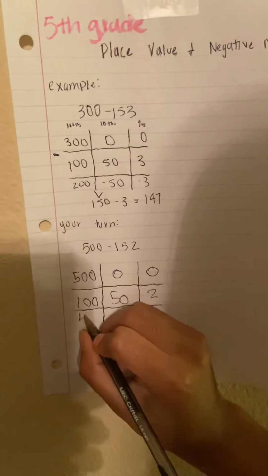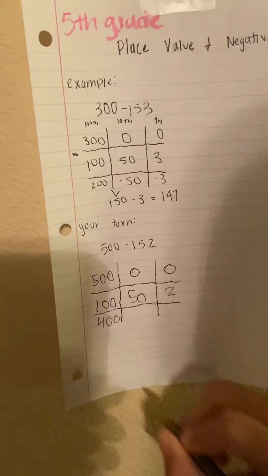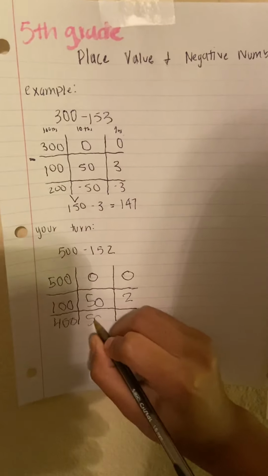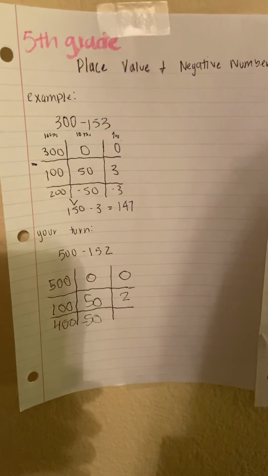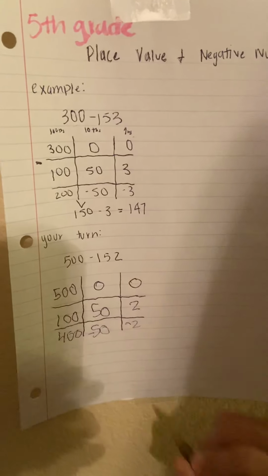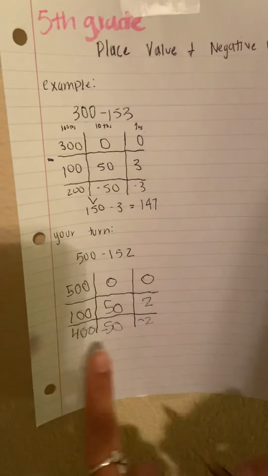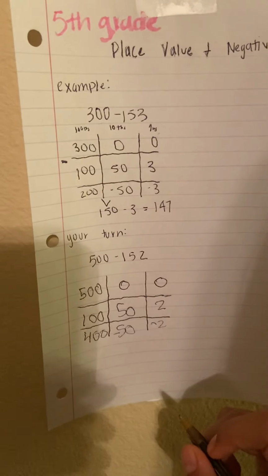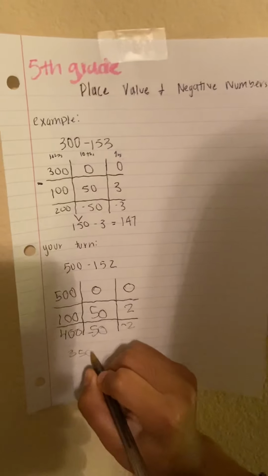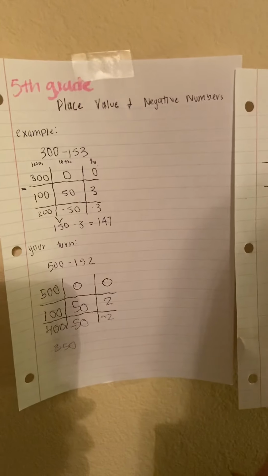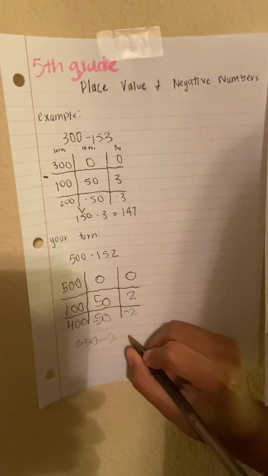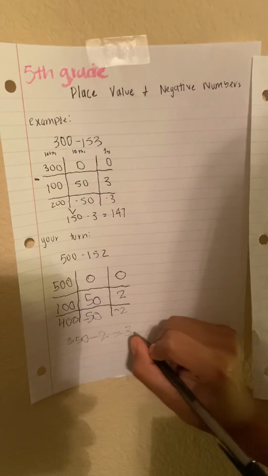400. Okay, what's 0 minus 50? Negative 50. Okay, what's 0 minus 2? Negative 2. Okay, and if we subtract the bottom three numbers together, what's 400 minus 50? 350. Minus 2? 348. Okay, so 350 minus 2 equals 348.